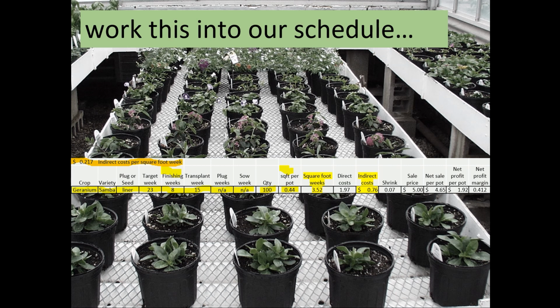That gives me a net profit per pot. So this is my net sale minus my indirect cost minus my direct costs, with then a net profit margin, which, you know, we've already looked at these numbers in other slides. This net profit margin is my net profit divided by my net sales, and it's 41%, 41.2%. So you can imagine as you build your crop line after line to create the schedule, it's very simple to calculate these down through as well.